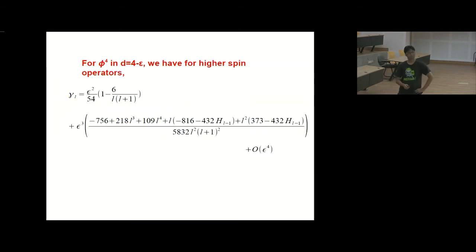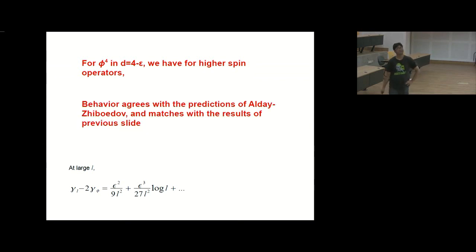So I'm just going to flash results for phi to the power 4 theory in d equal to 4 minus epsilon dimension as an example of what I've just shown. In d equal to 4 minus epsilon dimension, the anomalous dimension for these higher spin operators has this form, which exactly matches with the predictions. At large L, these things reduce to a simple form like this, and this behavior actually agrees with the predictions of Alday-Zhiboedov and also matches with the results of my previous slide.